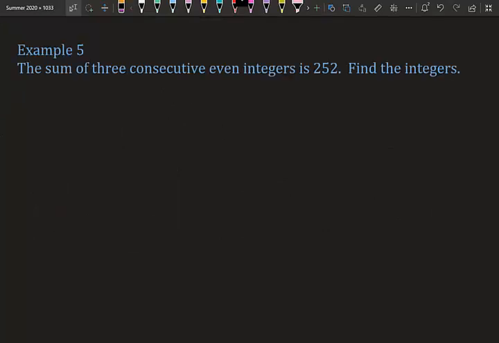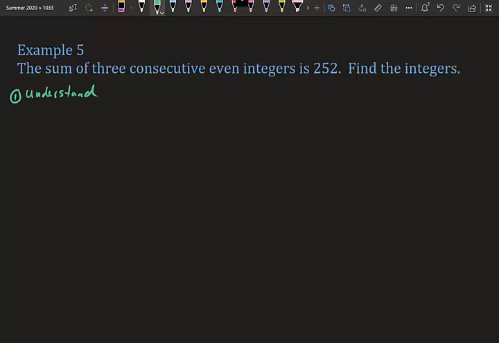Example 5. Your example 5 is missing a word. So the sum of 3 consecutive even, that's what it's supposed to say on yours. It's supposed to have that even. So the sum of 3 consecutive even integers is 252. Find the integers. So our step 1 is to understand.